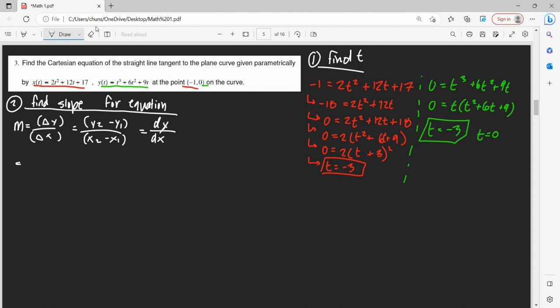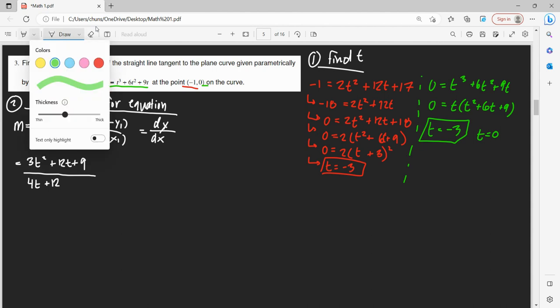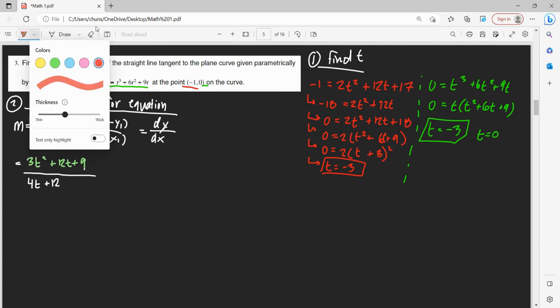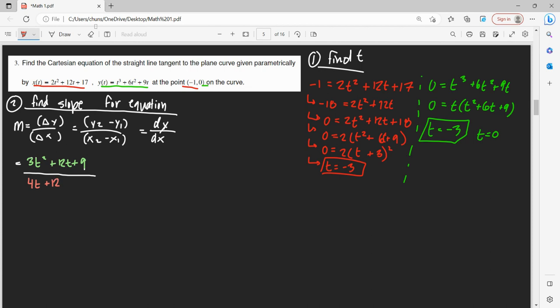So with our y on top, that means we'd have to differentiate this equation right here. So what does that look like? That's 3t squared plus 12t plus 9 over, that's 4t plus 12, and then the 17 goes away. So this is basically from our y, and this is from our x. So let's plug in -3 and see what happens.